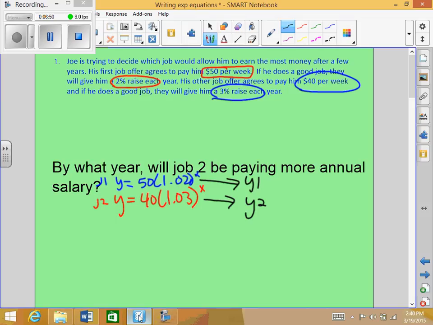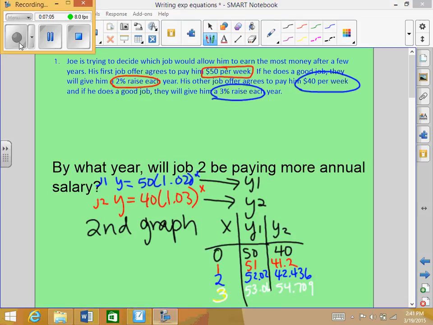After you've put them into y equals, then you should go to second graph. And second graph should generate a table for you that looks like this. Okay, this should be the table that you are looking at. So by what year will job 2 be paying more annual salary? So you just need to continue to scroll down until Y2 is greater than Y1.